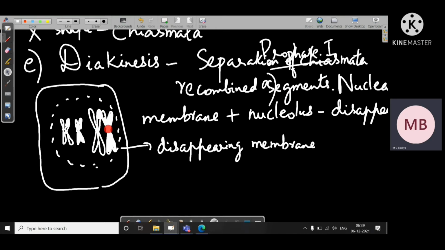So this is a very important characteristic of sexually reproducing organisms, where there is genetic segment exchange, recombination, and that is the reason for the variation found in sexually reproducing organisms.